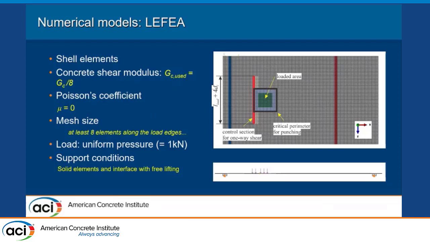In the case of the numerical models used in the refined method, we used shell elements to simulate the slabs, and we applied linear elastic material properties to these slabs. In order to consider the concrete cracking in a simplified way, we decreased the concrete shear modulus in the simulations. We used a Poisson coefficient equal to 0 in order to improve the estimation of the shear demand and bending moments around the load. We tried to assure at least 8 elements along the load edges.